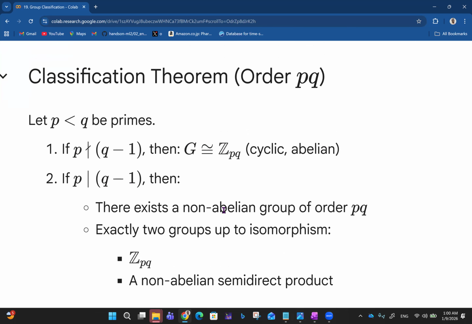On the other hand, if p divides q minus 1, then we have the following. There exists a non-abelian group of order pq, and exactly two groups up to isomorphism. Those two groups are Z_pq and a non-abelian semi-direct product. So if p does not divide q minus 1, then we have a cyclic and abelian group which is isomorphic to Z_pq.